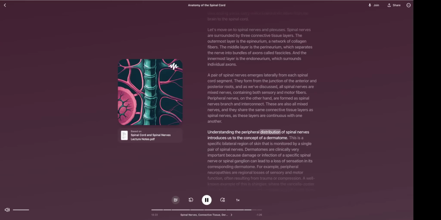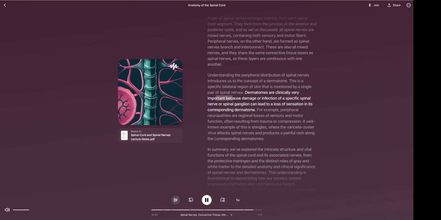Understanding the peripheral distribution of spinal nerves introduces us to the concept of a dermatome. This is a specific bilateral region of skin that is monitored by a single pair of spinal nerves. Dermatomes are clinically very important because damage or infection of a specific spinal nerve or spinal ganglion can lead to a loss of sensation in its corresponding dermatome. For example, peripheral neuropathies are regional losses of sensory and motor function, often resulting from trauma or compression.